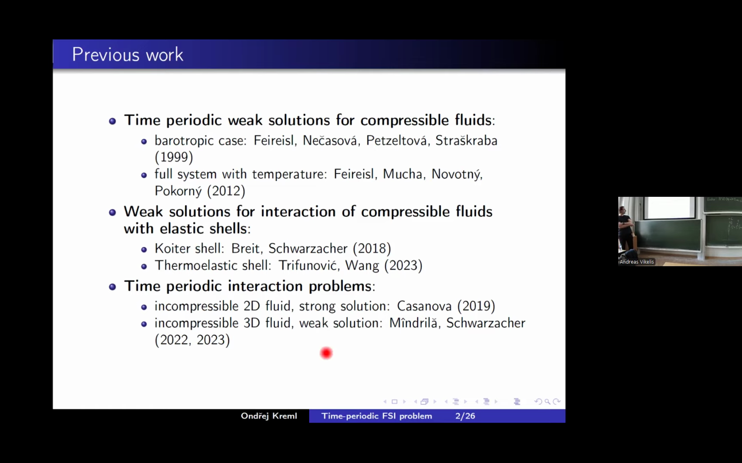And finally, if you want to take a look at time periodic interaction problems, the only results up to now were done for incompressible fluids. So this is in the 2D case by Casanova, and for 3D fluids and the existence of weak solutions, there is a couple of papers by Claudio Mindrila and Sebastian Schwarzacher from recent years. Okay, so our aim is now to combine all three of these components, so to prove existence of weak solutions to time periodic problem of interaction between compressible fluid and some kind of elastic structure.